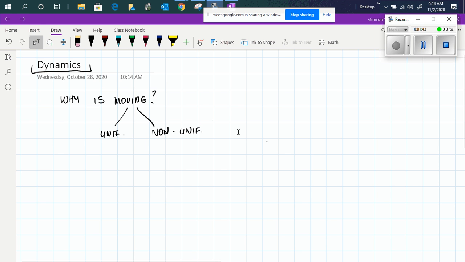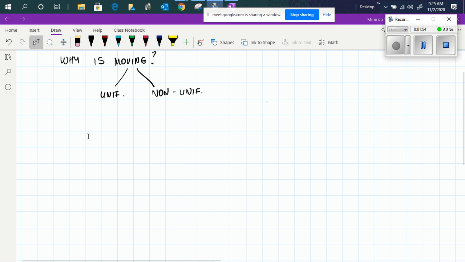Now dynamics deals with the question: why is the object moving, let's say, in uniform motion or non-uniform motion? As we have mentioned, the scientist that put the foot into the physics as we know it now is Newton. And Newton was saying that the reason that the object is moving in the way that it is moving is because of the forces that it is experiencing, all the forces that it's experiencing.